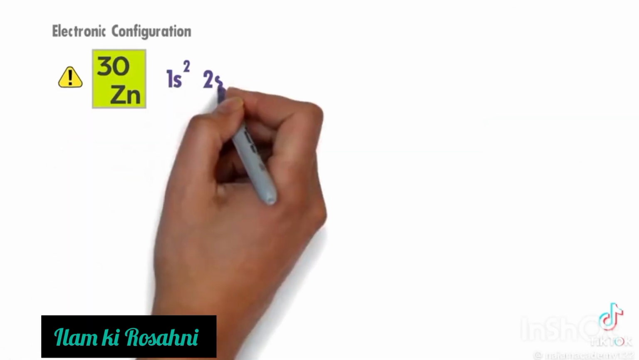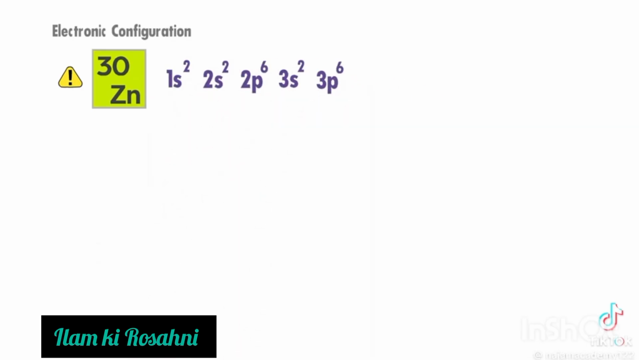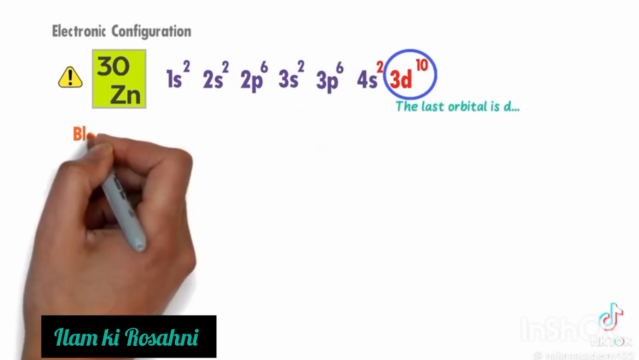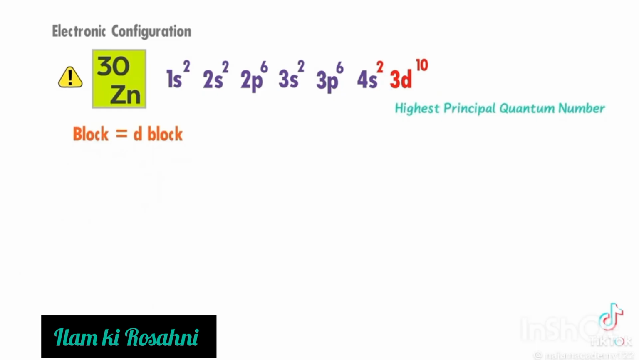Now consider a special case like zinc, whose atomic number is 30. The electronic configuration of zinc is 1s2, 2s2, 2p6, 3s2, 3p6, 4s2 and 3d10. The last electrons of zinc are present in the d orbital, so zinc is a d block element. The highest principal quantum number of zinc is 4, so zinc is present in the 4th period.